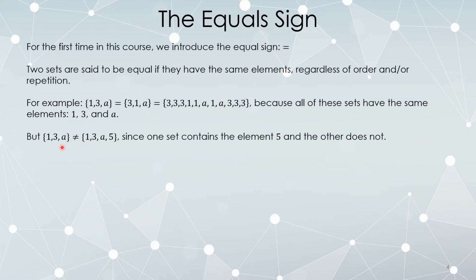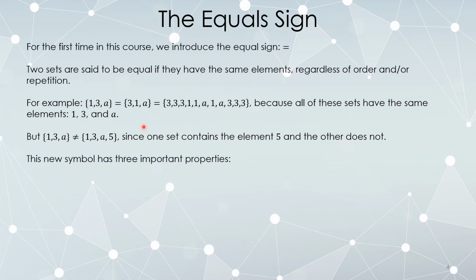However, these two sets are not equal because this set here contains 5 and this one doesn't. So these two sets do not contain exactly the same elements, so they are not equal. And we can write, much like we said, you can take the is an element sign and strike through it to negate those sorts of statements. We can now strike through the equal sign and say is not equal.